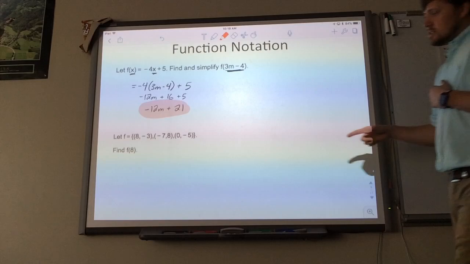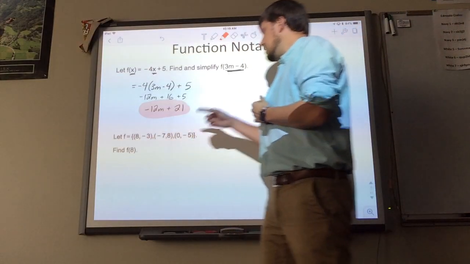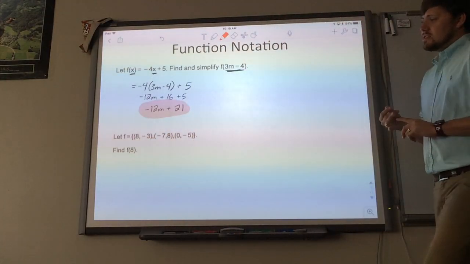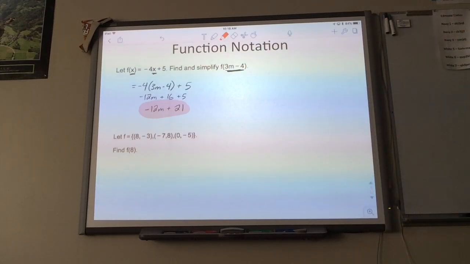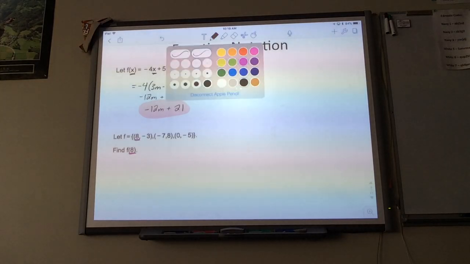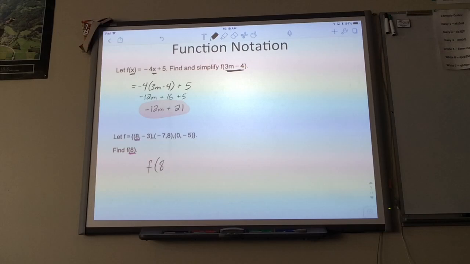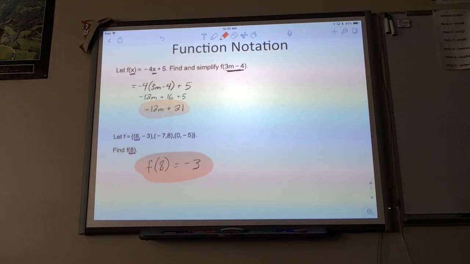Okay? This next thing says here is a subset of points, and it says find f of 8. F of 8. That used to say f of x, so it's trying to figure out when 8 is x. So 8 is x here. So f of 8 is -3. Because -3 is what is next to 8 in that specific spot.